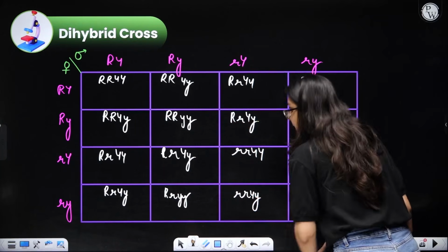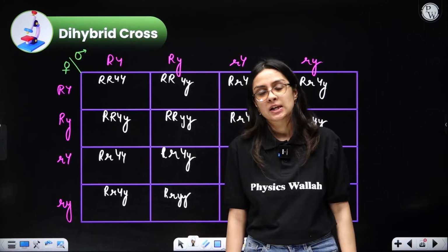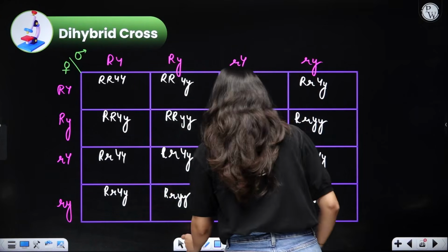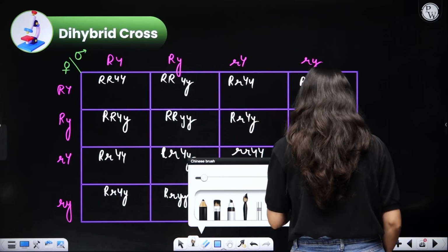These are the different types of genotypes that you are supposed to see. Over here you got 16 genotypes, what we have written over here. Got my point? Now beta, let us try to see what each genotype will give as a phenotype.